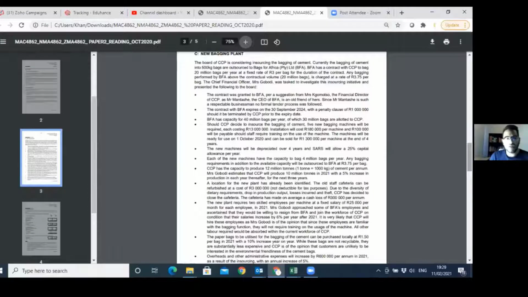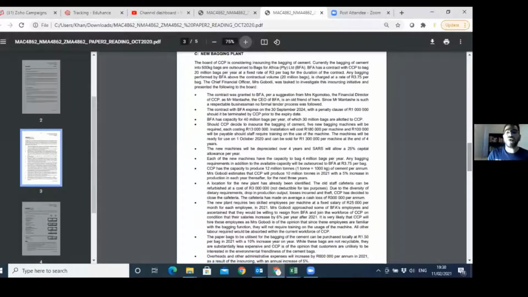In bullet point number 4, if we were to do the insourcing, we need 5 machines at 13 million Rand each, and also an installation cost of 180,000 Rand per machine. So remember, that is your initial investment. You need that immediately. Without that, you can't do any bagging. So you need that now in order to bag going forward. So you can see our reference point is most likely 1 October 2020 or 30th September 2020. 30th September, 1 October, same thing.